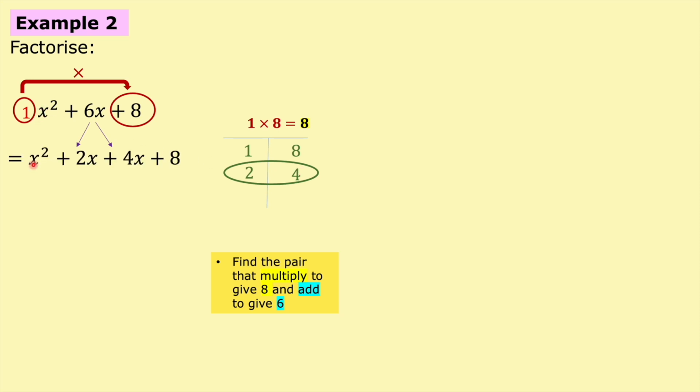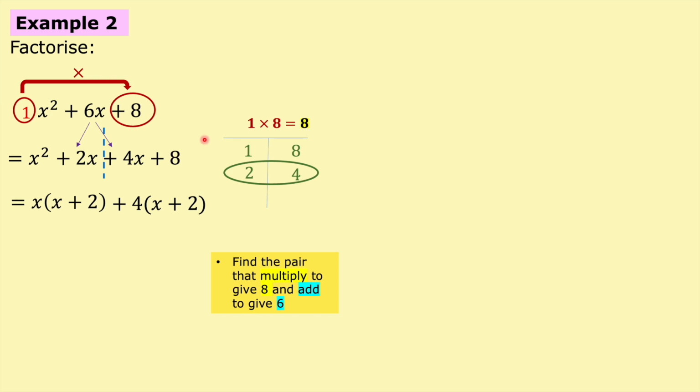So our x squared stays the same. We've got plus 2x plus 4x, and our plus 8 stays the same. We then split it down the middle and factorise the first half using a common factor, and then the second half using a common factor. So our first half, our common factor is x, so we're going to have x bracket x plus 2. And then our second half, we've got a common factor of 4, so take 4 outside of the bracket. 4 times x gives us 4x, and then 4 times 2 will give us 8.